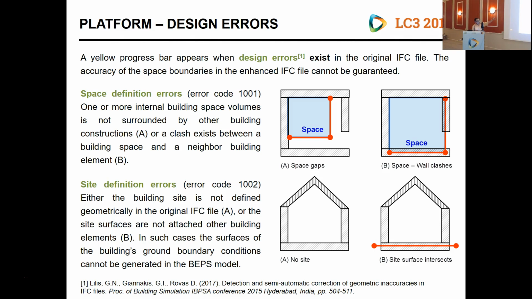I would like to add something to that: we have also developed a model checking tool that is going to be integrated into the platform in the future. It informs the user not only of the type of the error, but also where the error is and the surfaces that are related to this error, which can be either space surfaces or site surfaces.